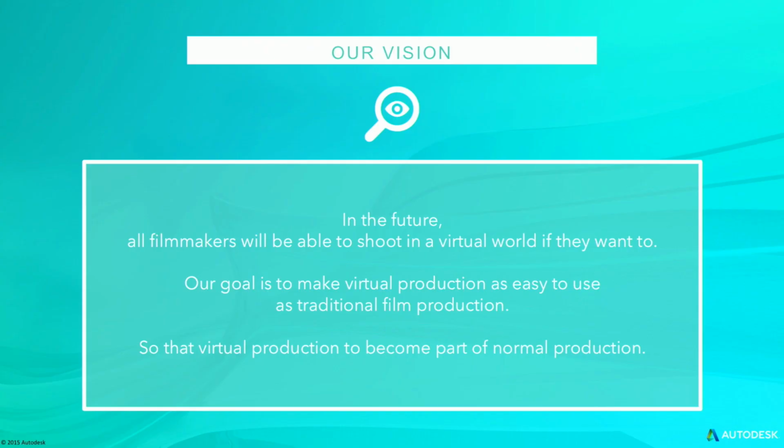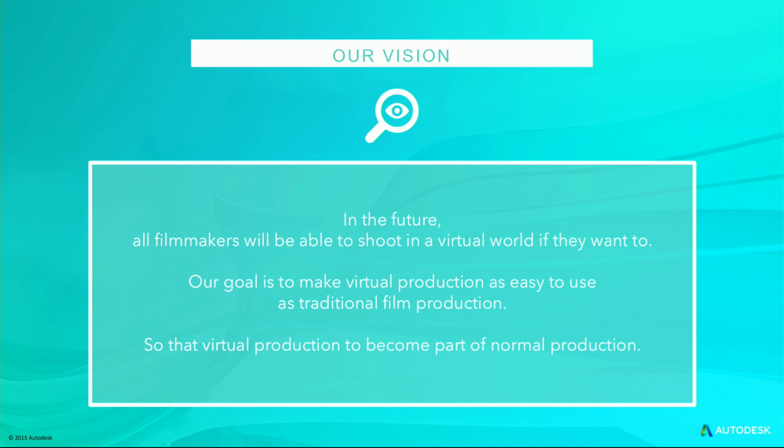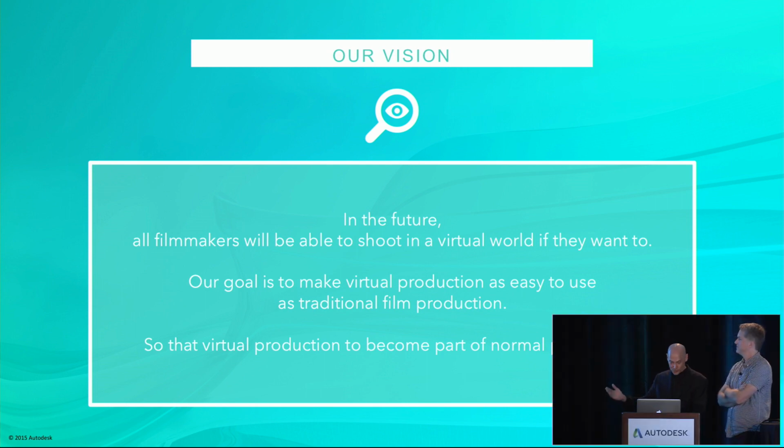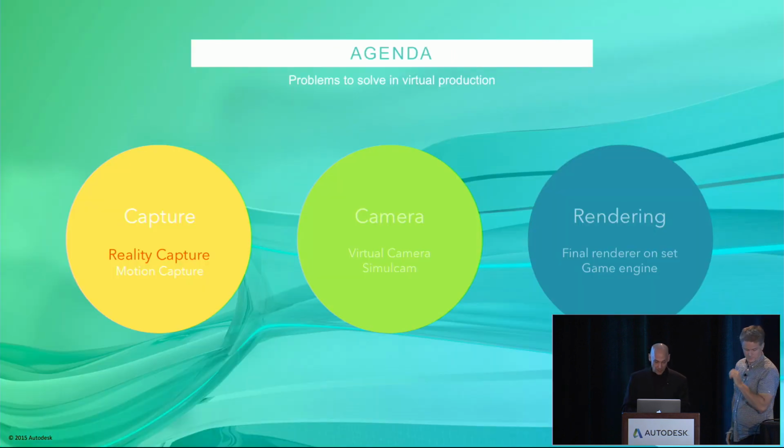So it's a great explanation of virtual production today. Now, virtual production in the future, our vision is that all filmmakers will be able to do this one day. So today, it's totally feasible, but it takes a Weta with all their firepower to be able to make virtual production movies like that. But our goal is to make virtual production as easy to use as traditional film production, so that it becomes part of normal production for those filmmakers who want to use that kind of technology.